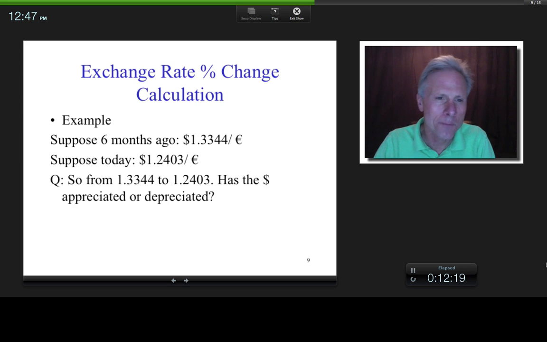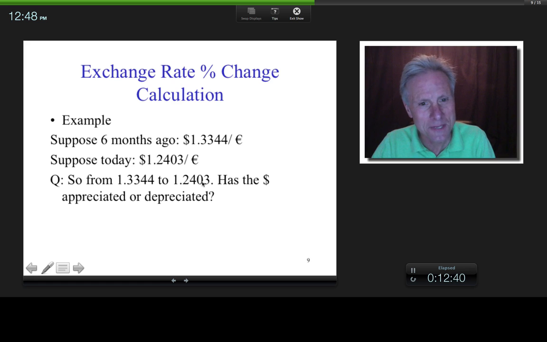So we go from 1.33 down to 1.24. Here's my question: has the dollar appreciated or depreciated? We went from this number, 1.33, down to 1.24. You might be tempted to say, clearly the dollar has depreciated, it's weakened, because you're going from a bigger number to a smaller number.